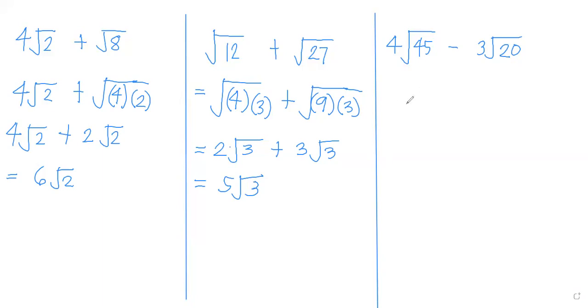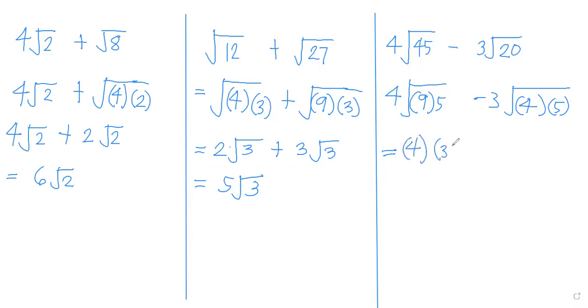As for the last example, we will do the same thing. Since 45 doesn't have a perfect root, we can simplify it. We can break it down into 9 and 5. As for the 20, we can also break it down into 4 and 5. Then the next thing you do is take out the number that has a perfect root. As for the first radical, it's 9. Take out 9. So this becomes 4 and 3.